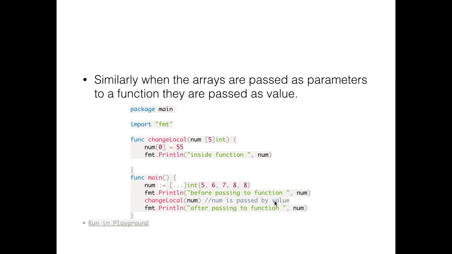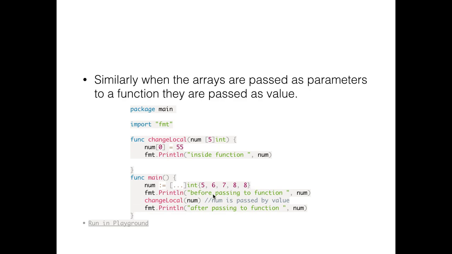Similarly, when arrays are passed as parameters to a function, they are passed as values. So if you pass the array to a function and make changes inside that function to that array, then that change will not affect the original array that we have passed. So here we have a function called change local that takes an array of size 5 and type integer. And inside that change local function, we are changing index 0 of the array to 55, and then we are printing the array. Inside the main function, we have the array num of size 5, and it is declared as 5, 6, 7, 8, 8.